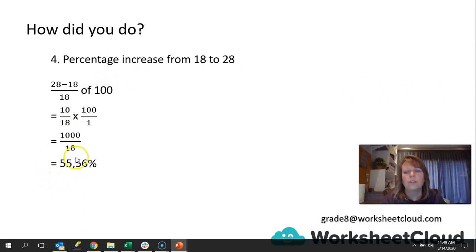Okay, so what we can do here is go 55 is just over half. What's half of 18? It's 9. 9 plus 18 gives us 27. It's just over half. 28 is just over more than half. Okay, everybody happy?